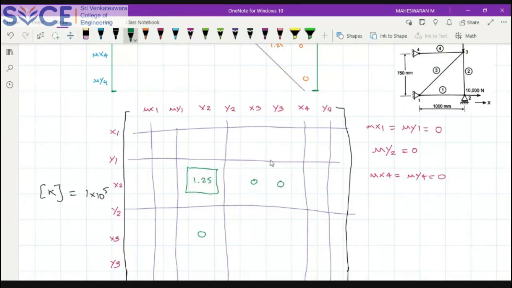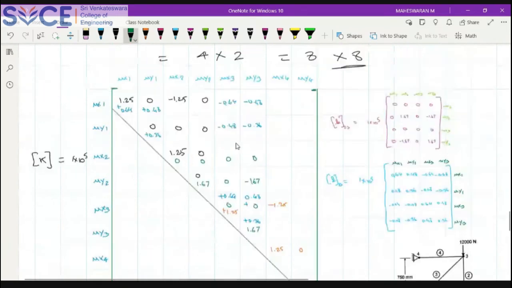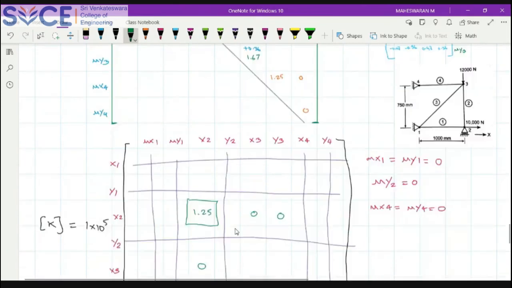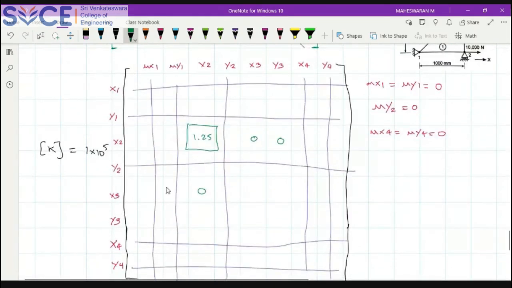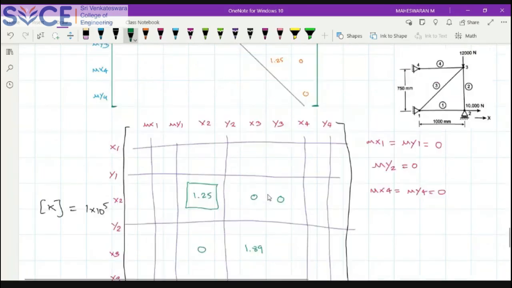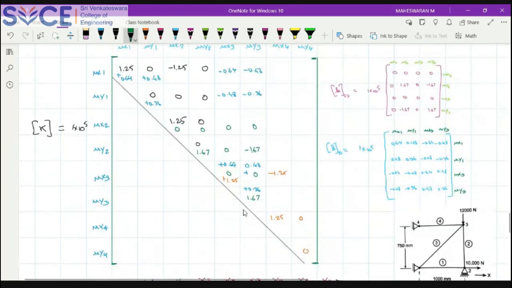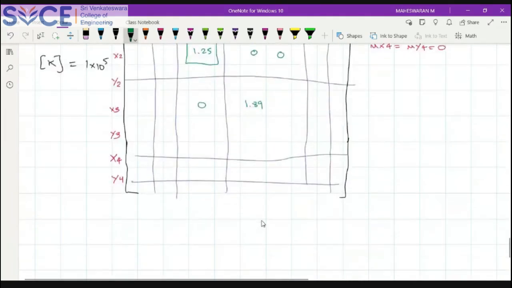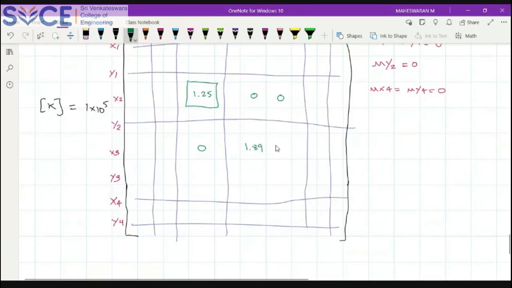Next, x3, x3. So what is x3, x3? It is 0.64 and 1.25, so we're getting around 1.89. So x3, x3 is 1.89. Okay. So next, x3, y3, which is 0.48. So this is 0.48.